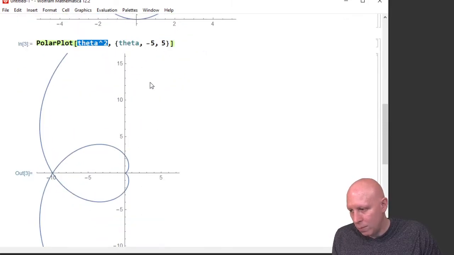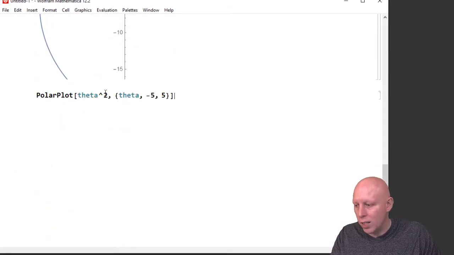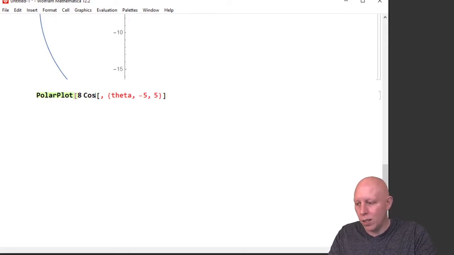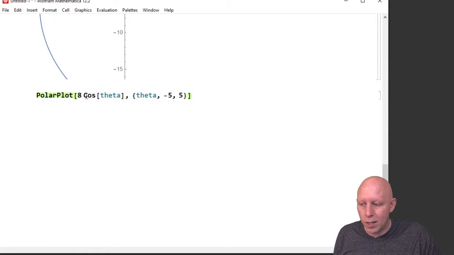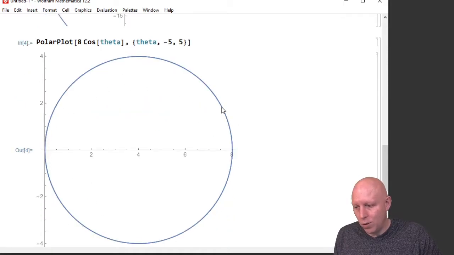So here we see we can plot the function r is equal to theta squared. We can plot the other functions that we've dealt with here. Remember, if you're using trigonometric equations, those are things that are already predefined in Mathematica, and you need to use a capital letter to start. So 8 Cos[theta] will give you this circle that's centered at (4, 0).